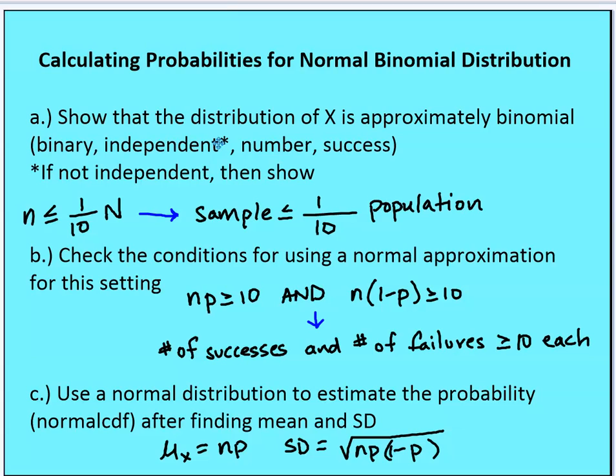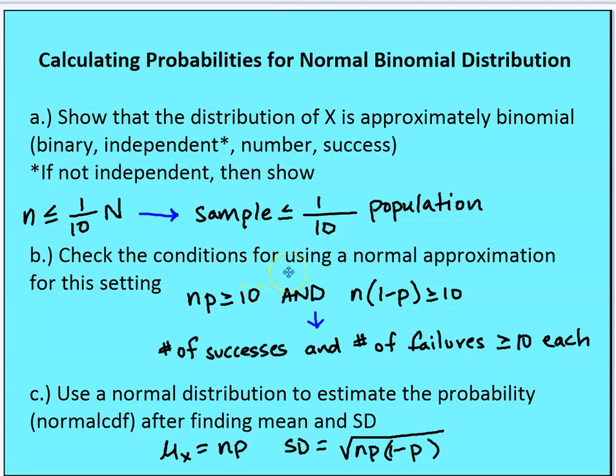If it's not, so binary, independent, number of successes and the probability of success are all given. If it's not independent, then we need to show that the sample size is less than 1/10 of the population. Then we can move forward.